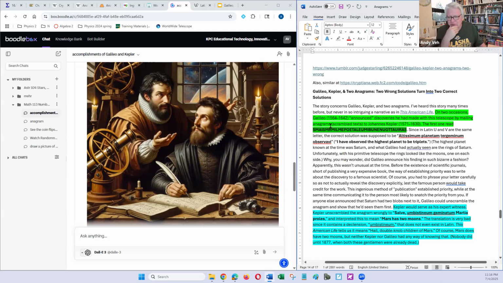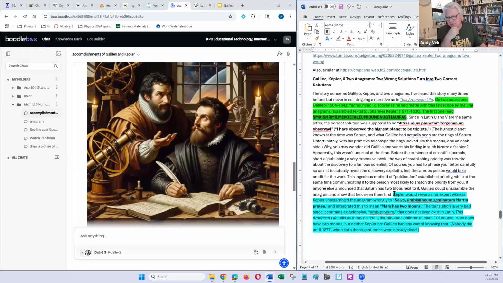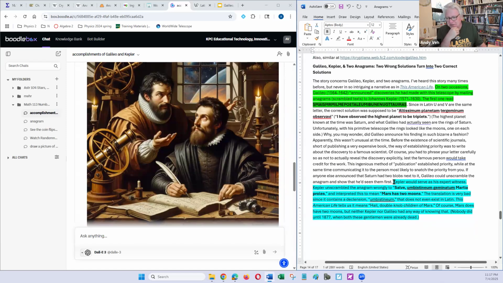All right. So Kepler tried to decipher this one here, and Kepler came up with something. Kepler would serve as his expert witness. He unscrambled the anagram, but he did it wrong. He said, salve umbistineum geminatum Martia polis. And I think we can see the word Martia here, which means Mars. Okay. And this one says Mars has 2 moons. And that's not what it was.